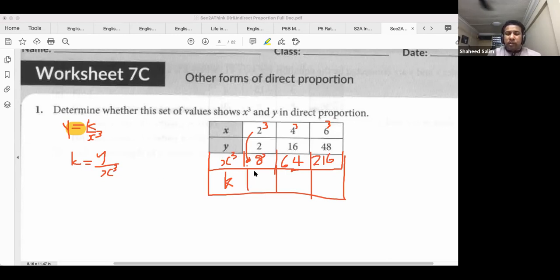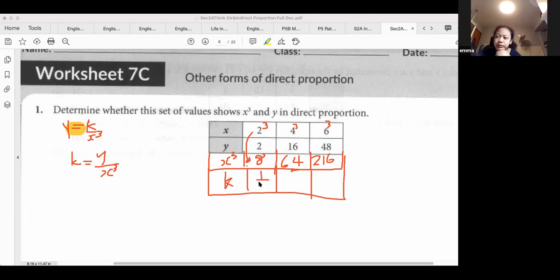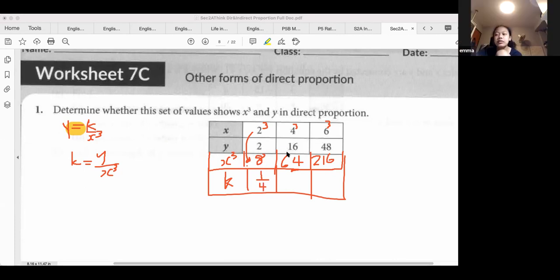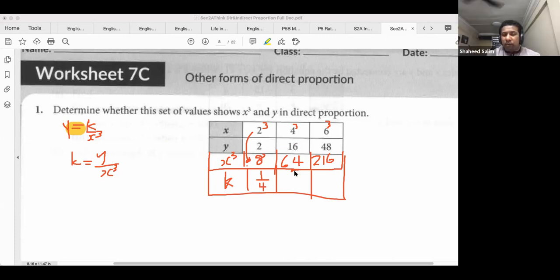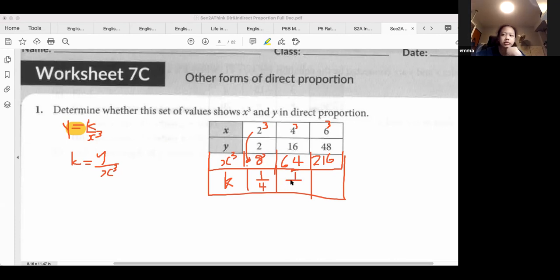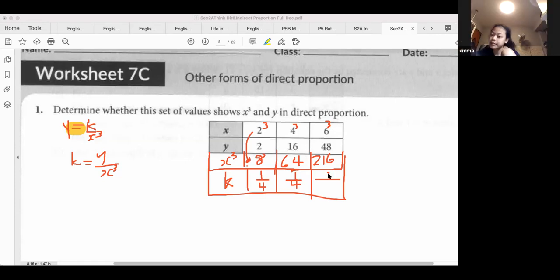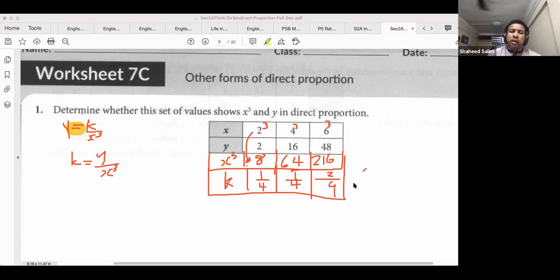2 divided by 8, what's your answer? Not 8 divided by 2, 2 divided by 8. Y divided by x cubed. 16 divided by 64. 1 over 4. 48 divided by 216. 2 over 9. So this is not in direct proportion.